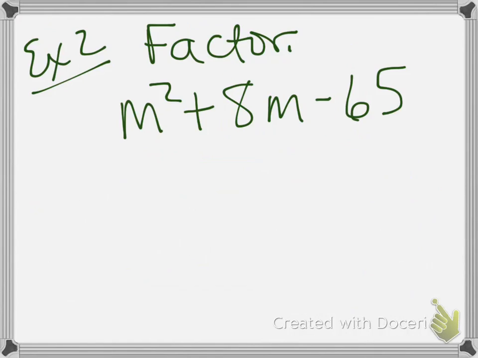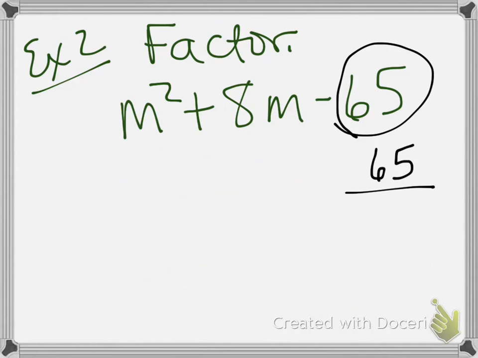Let's look at another one. If I'm trying to factor this, I'm going to look at 65. So I have to start off and figure out what multiplies to give me 65 that could add up to give me 8. So what multiplies to give me 65? Well, I know 65 is divisible by 5, so 5 times what would give me 65? That's going to be 13. And that seems to be the only numbers that I've got.